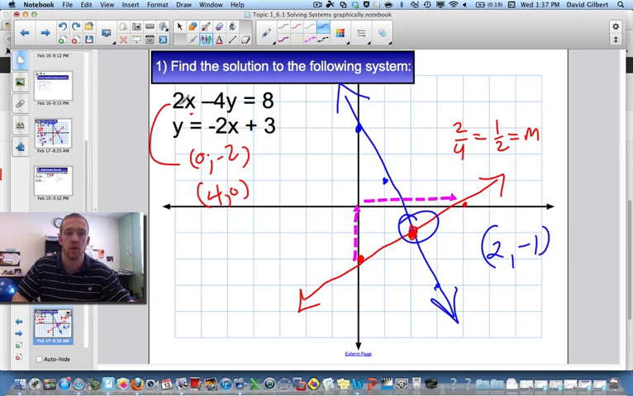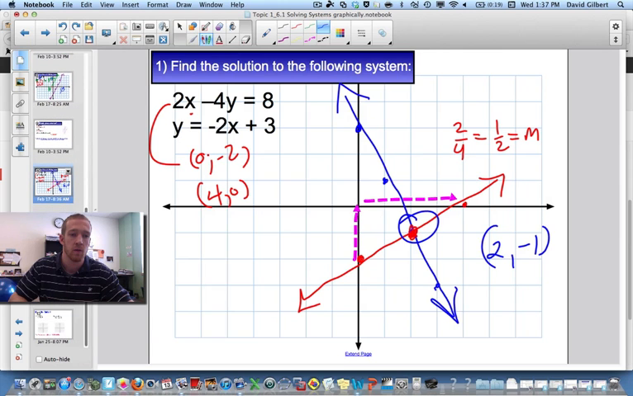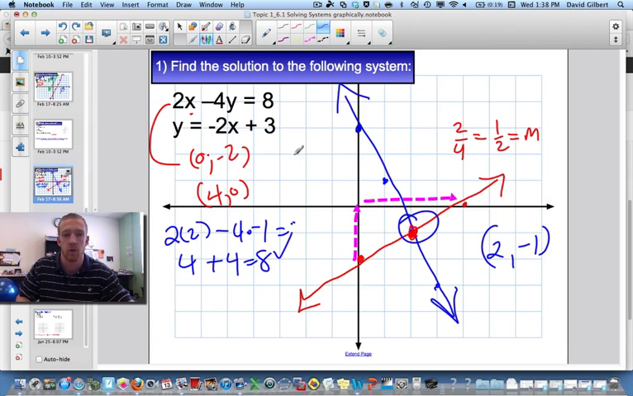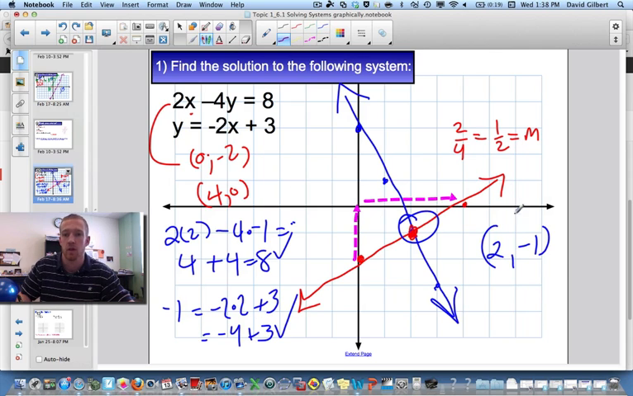Alright, and then I should plug those in and check, which I didn't already do. So here we go. 2 times 2 minus 4 times negative 1 equals 4 minus, minus times minus is plus, 4 equals 8. So it works in the first one. Negative 1 equals negative 2 times 2 plus 3, which is negative 4 plus 3. And it works in the second one. Alright, so that's definitely the correct answer. Make sure you check your answers every time.